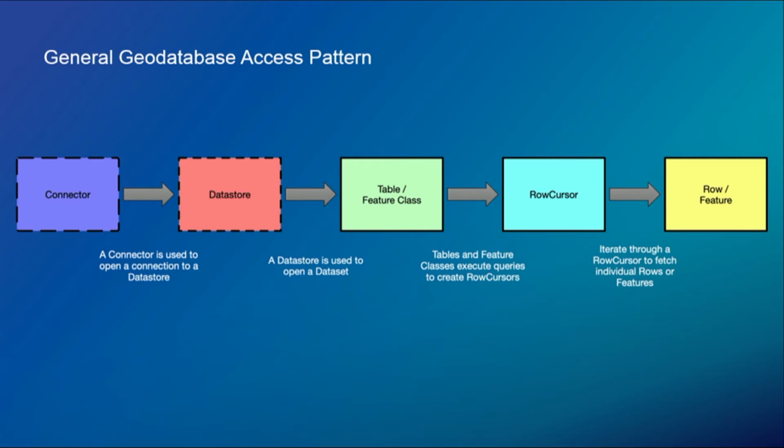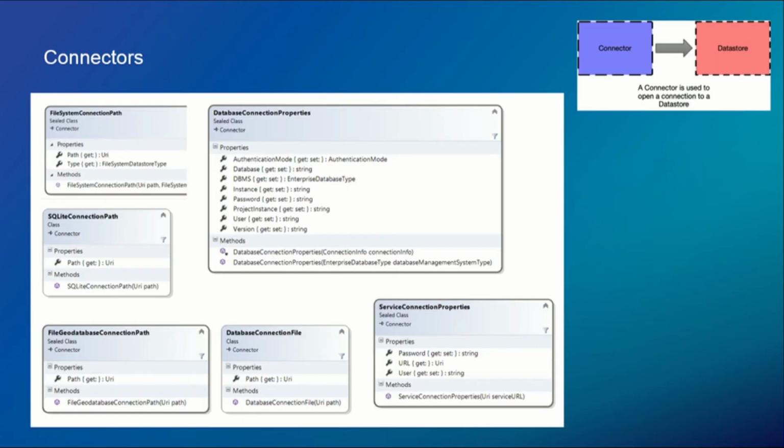So I'm going to walk through each of these steps in a little bit more detail. So I mentioned connector was an abstract class, and there is a whole set of different concrete classes underneath that.